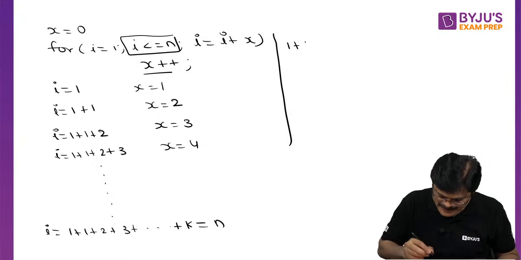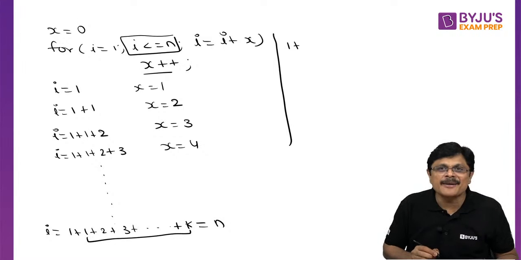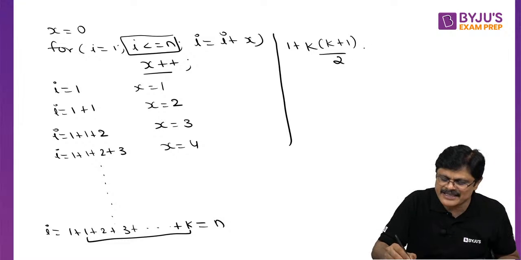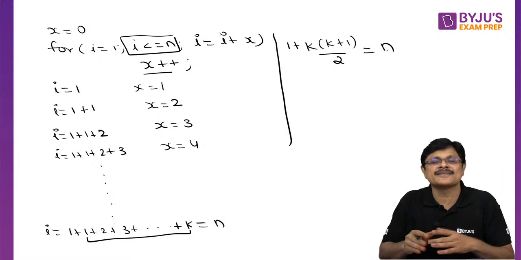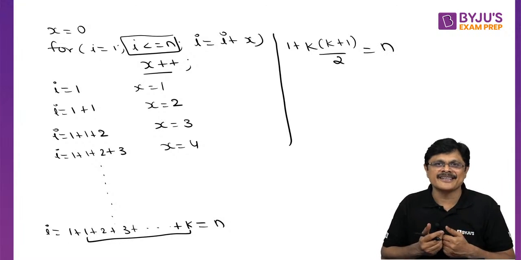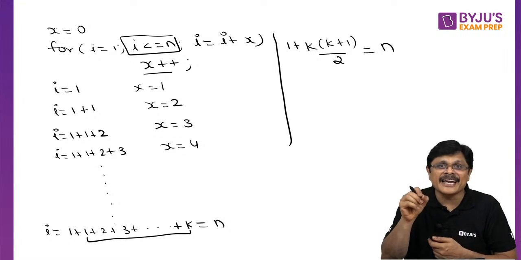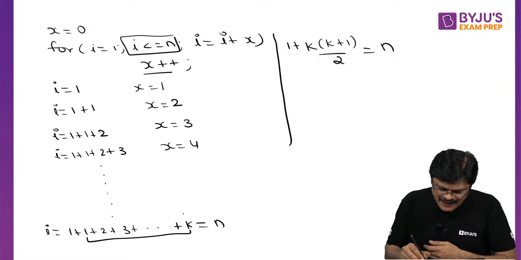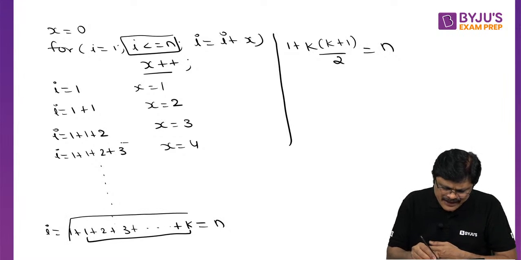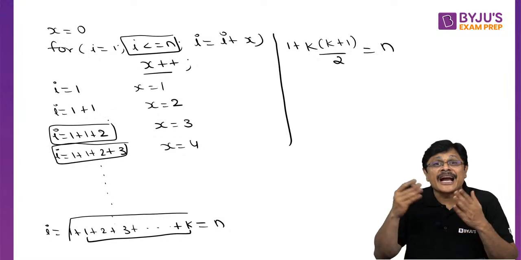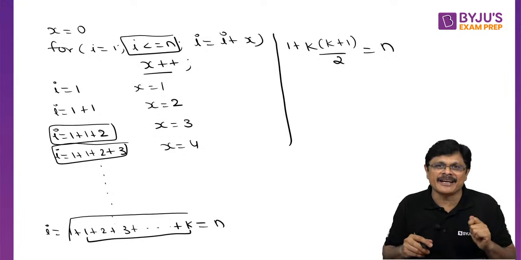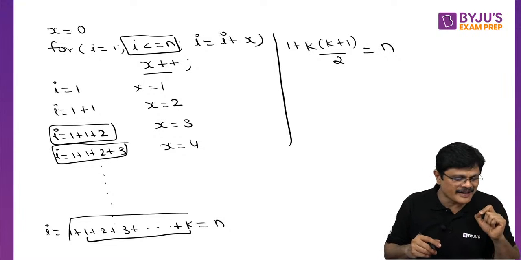So it is like 1 plus, what is the sum of first k natural numbers? k into k plus 1 by 2, my dear friends. And till this happens, the loop iterates. And you need to know what is that k. k tells you the number of iterations. Because how many times is it iterating? See, third time you are adding 3, second time you are adding 2, kth time you are adding k. So you have to find the k value. k will tell you the number of iterations.